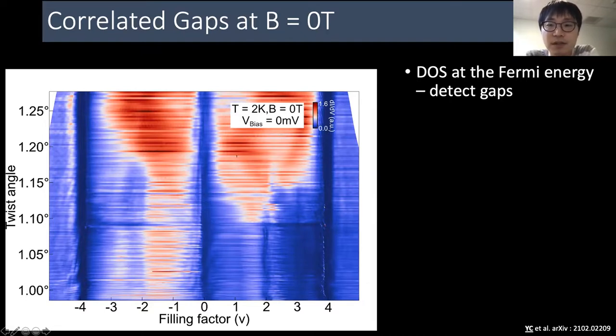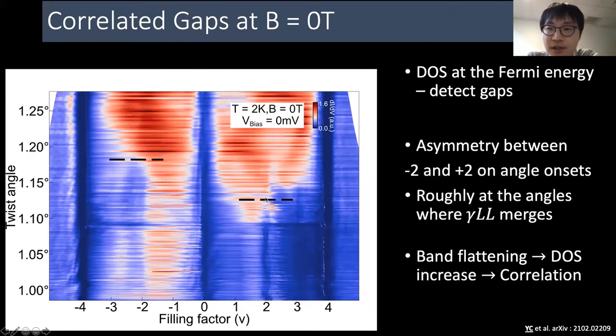We also see correlated gaps appearing exactly at filling factors -2, 1, 2, and 3. And because of their positions, we attribute them to the insulating states in transport. And moreover, -2 and +2 start to appear at different angles. -2 is higher than +2.